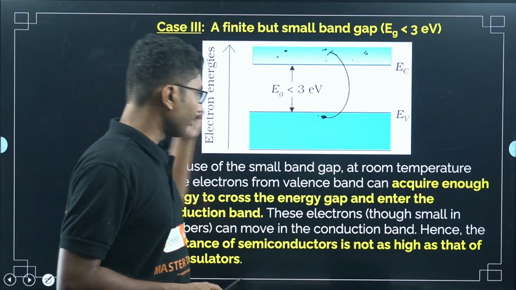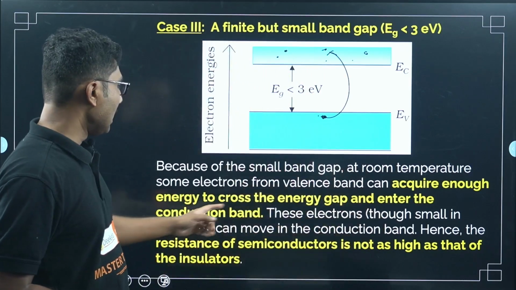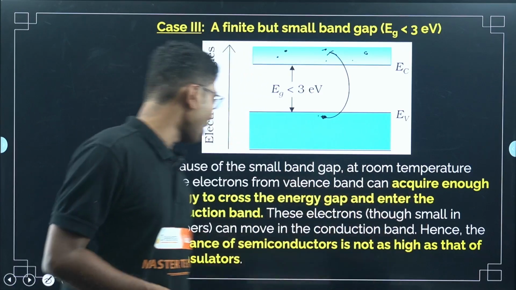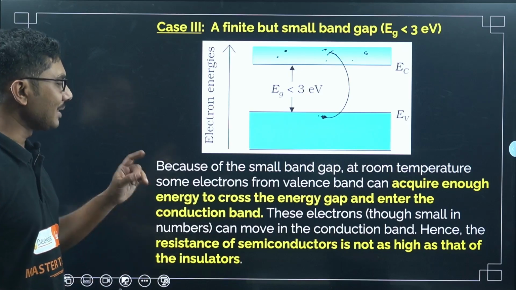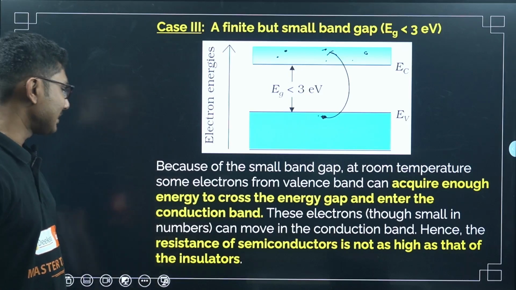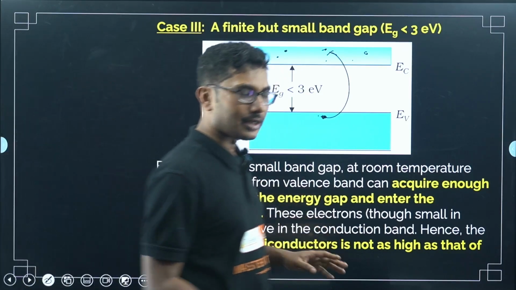Now these electrons, though small in number, can move in the conduction band. Hence the resistance of semiconductors is not as high as that of an insulator. So they are basically called semiconductors.